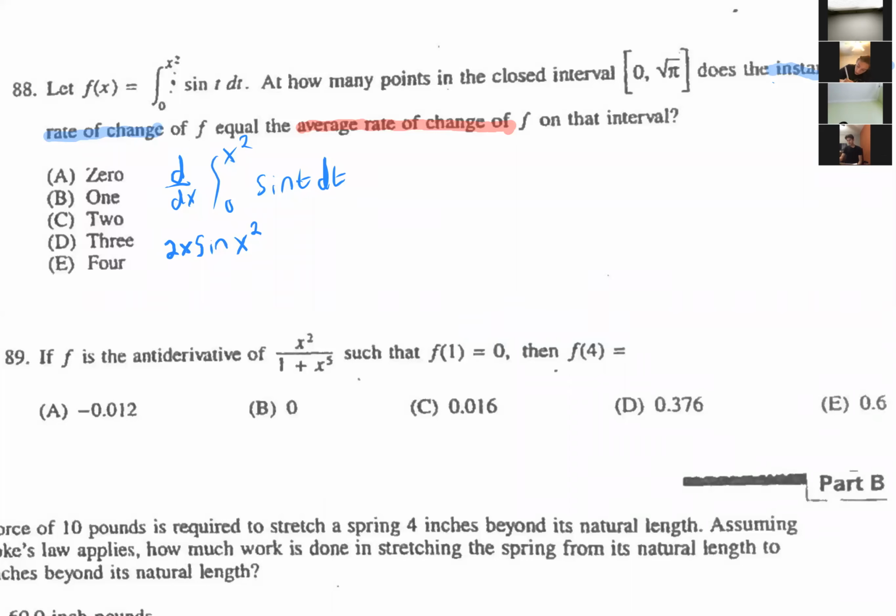So this is going to equal y2 minus y1. This is my average rate of change, y2 minus y1 over x2 minus x1. I'm going to say, where does it equal? These two things have to equal each other.